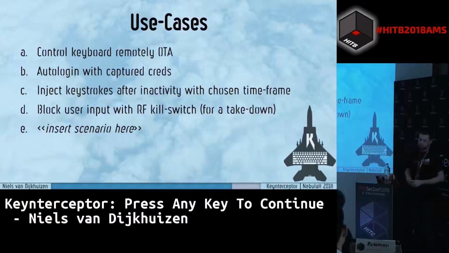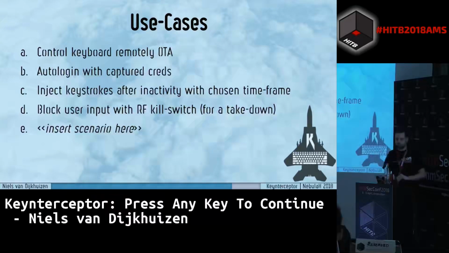So, use cases. Well, we can control the keyboard over the air because we have a communications channel. We can do auto login with captured credentials because it's in line with the keyboard and the computer. We can do keystroke injections after activity with a chosen time. So let's say we know that the office is open until 6 o'clock in the evening, and after that it may be activated. We can block user input with an RF radio frequency kill switch, for example, for takedown. Well, enter your scenario here.